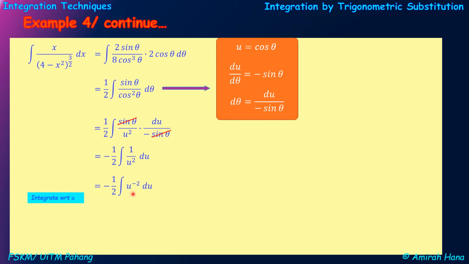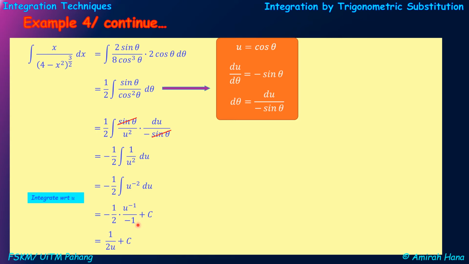Now we integrate with respect to u. Using the power rule, we still have the constant negative half in front here. And then we integrate u to the power of negative 2. Using the power rule, we get u to the power of negative 1 over negative 1. And after we are done integrating, we put plus c at the back because this is an indefinite integral.